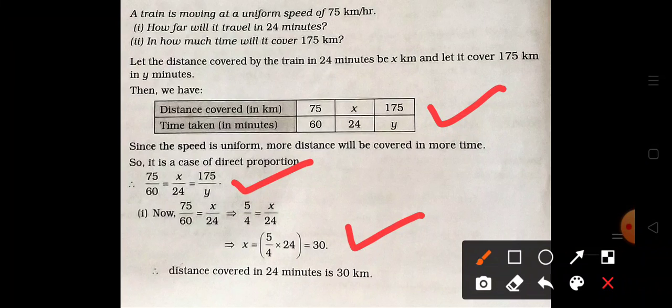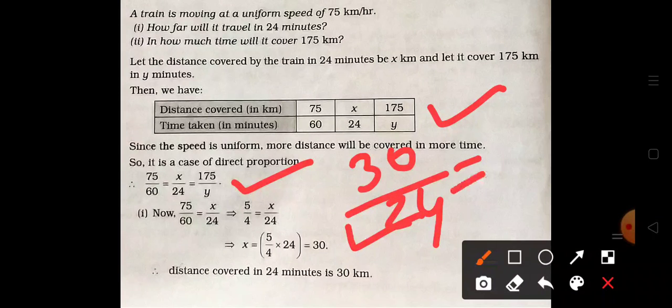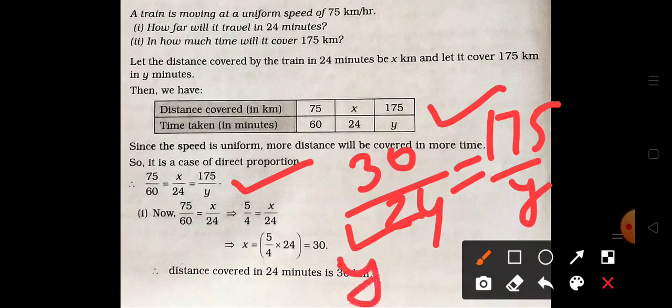Now you can calculate 30 by 24 is equal to 175 by y. So you can calculate it and you will get the value of y also. So students, this calculation will remain up to you. You just calculate it. I hope you will get the answer.